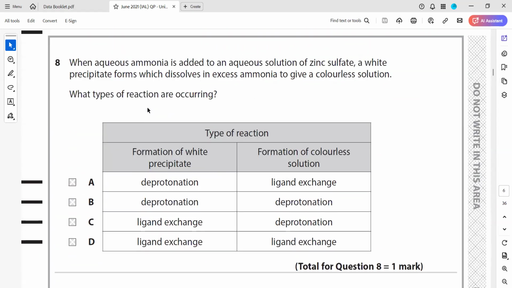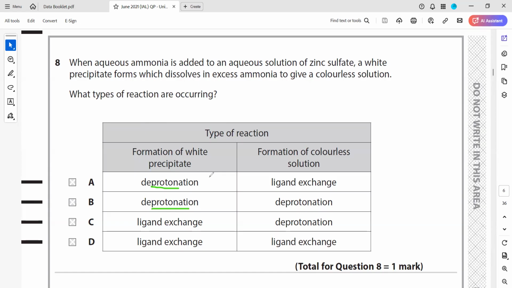When aqueous ammonia is added to an aqueous solution of zinc sulfate, a white precipitate forms which dissolves in excess ammonia to give a colorless solution. The formation of the precipitate is always due to deprotonation. The first reaction is deprotonation.